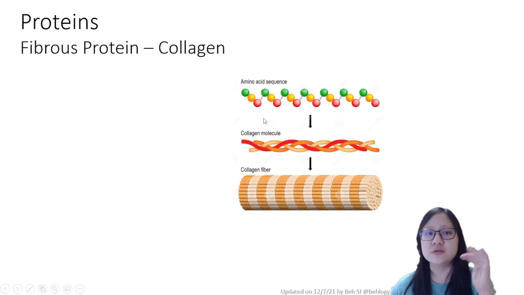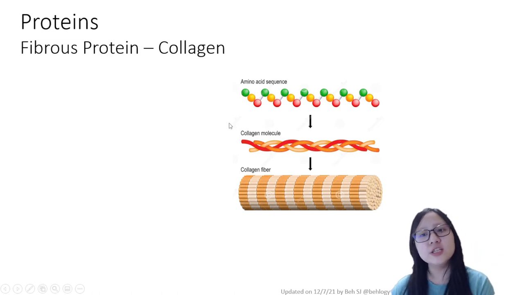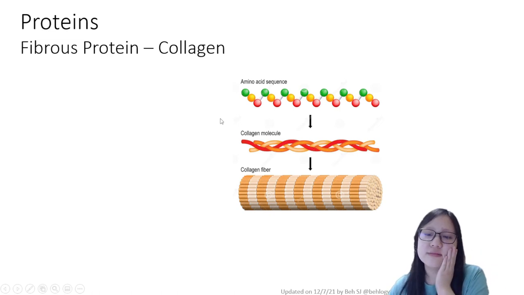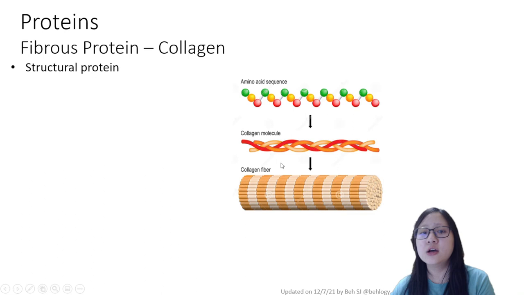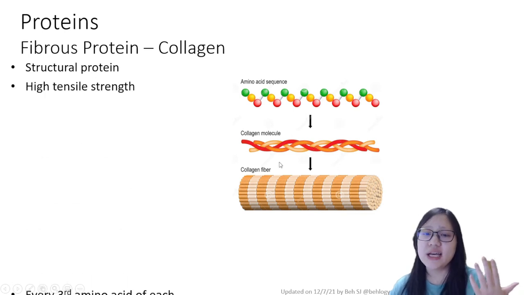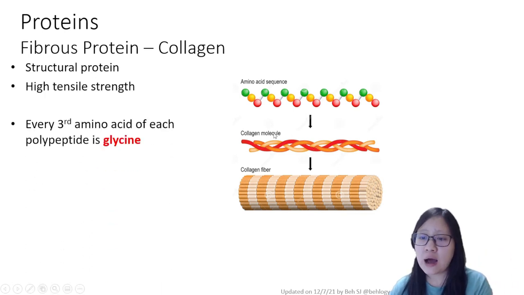Let's move on to the fibrous protein example, collagen. Now collagen is very interesting. Look at it. It's so cool. It forms fibers. It has high tensile strength. So how is the structure like? So this is it in detail.